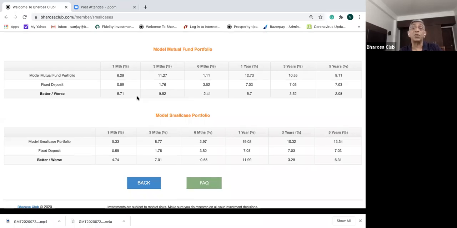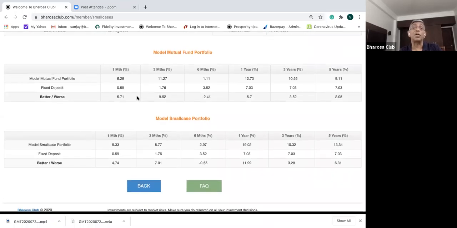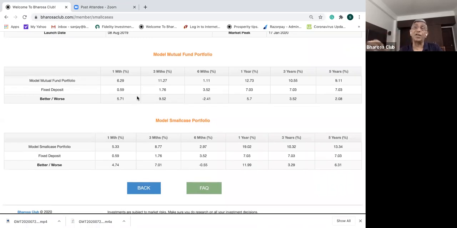Right, so this gives you an idea of how it's doing, and this is updated every day when the markets are open. After the close, the next day it's updated. So if you are a member of Bharosa Club, you can come back and have a look at the performance anytime you want to.